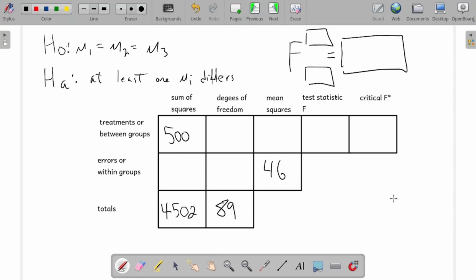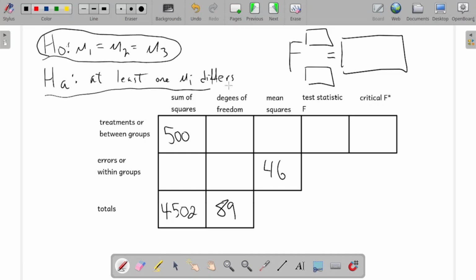Oftentimes with analysis of variance, you're given a partially filled in table. You need to figure out the other numbers so you can answer the question. So what are we given here? We're given a null hypothesis that suggests that there are 3 samples. The alternative, of course, never changes.